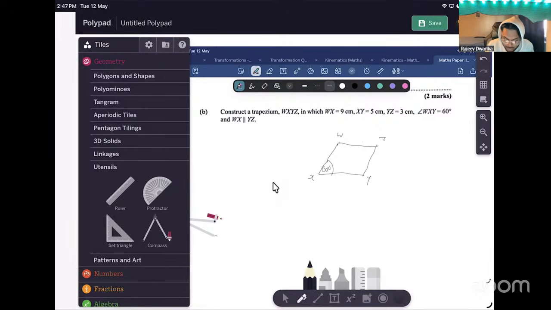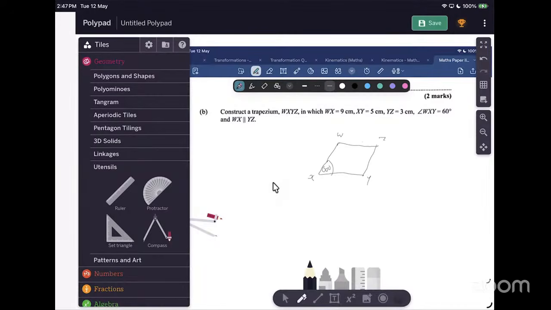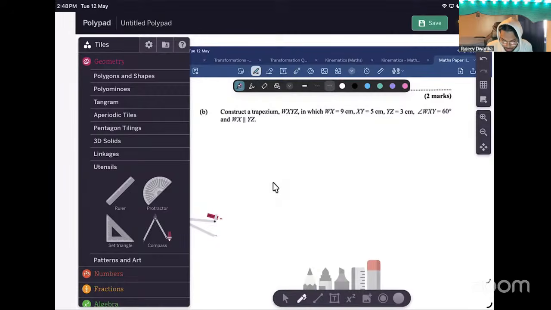So we could see that the base would be what? What would the base be? Would it be WX, XY, or would it be WX? WX. So first thing I'm going to put down is that line segment.